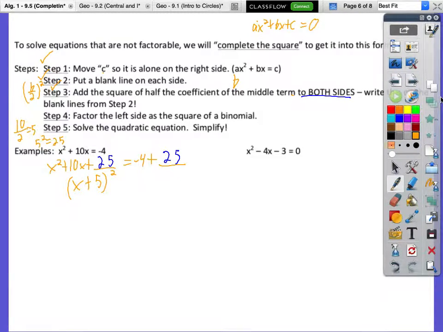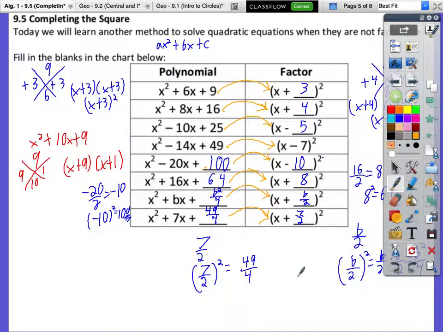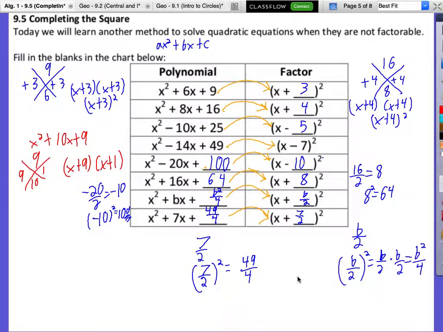So just like before, okay, I'm going to keep running back to this. Just like before, on this one right here where my pen's at right now, okay? When we divided b by 2, we got negative 10. That negative 10 went right into that parenthesis, went right into our factor. We also squared that negative 10, and that's what went on our line.